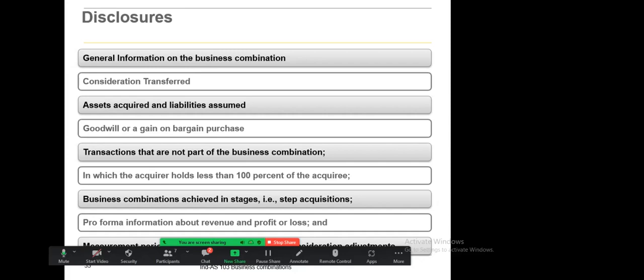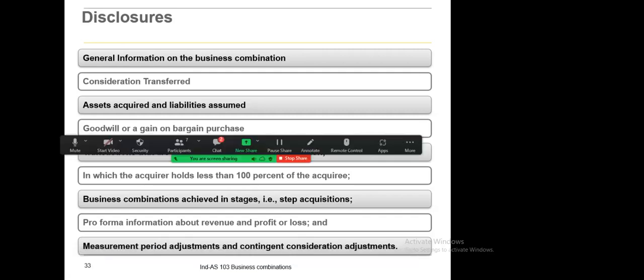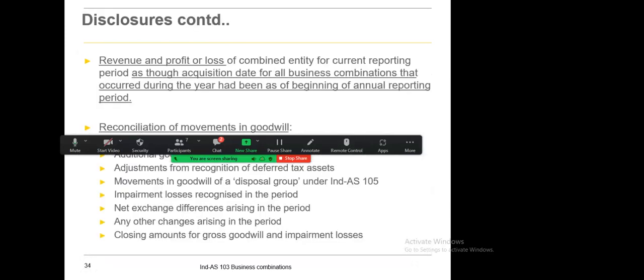If you are holding more than 50%, subsidiary accounting applies; if you are holding less than 50%, then associate accounting will come into the picture. Business combination achieved in stages, pro forma information about revenue and profit and loss, and the measurement period adjustment and contingent consideration adjustment. Revenue and profit and loss of the combining entity for the current reporting period, as though the acquisition date for all business combinations that occurred during the year had been the beginning of the annual reporting period. So that means for the reporting period, whatever business combinations you have acquired, you need to show the revenue and the profit and loss of that combining entity.